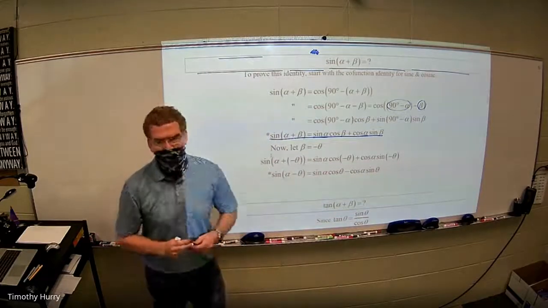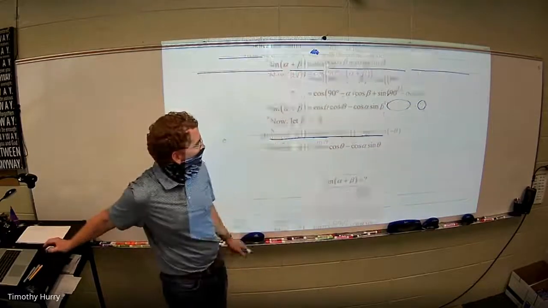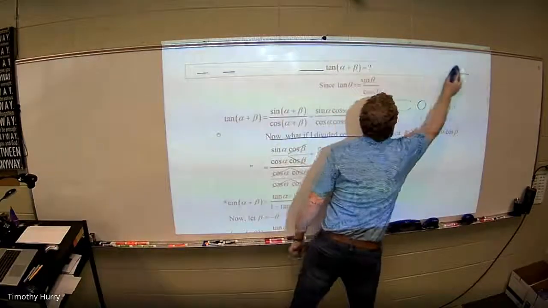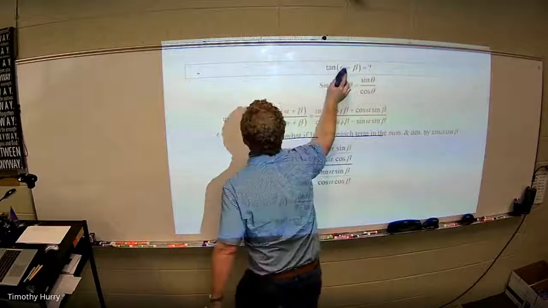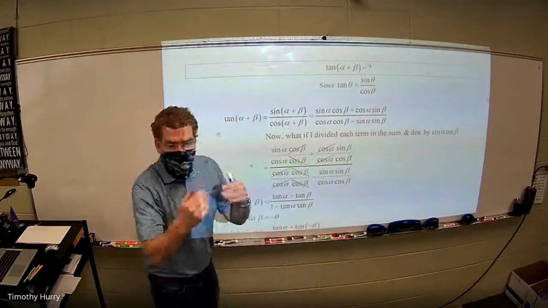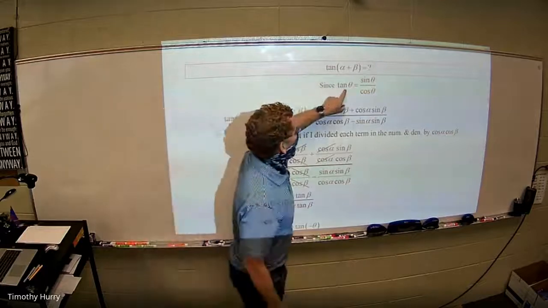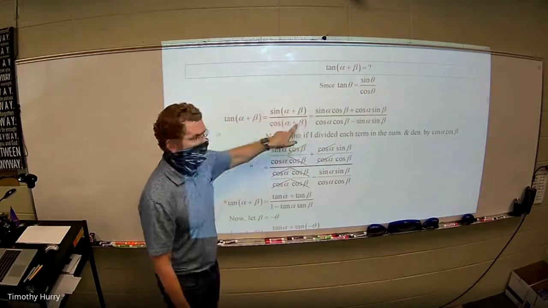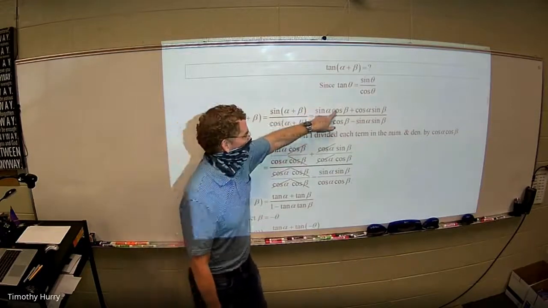And the tangent one probably makes sense, but it's a little bit more weird. Well, it's not weirder algebra. It's probably a little more straightforward algebra. Isn't tangent defined as sine over cosine? Yeah? So if tangent is sine over cosine, couldn't I rewrite tangent of alpha plus beta as sine of alpha plus beta over cosine of alpha plus beta? And just plug those two identities in there?